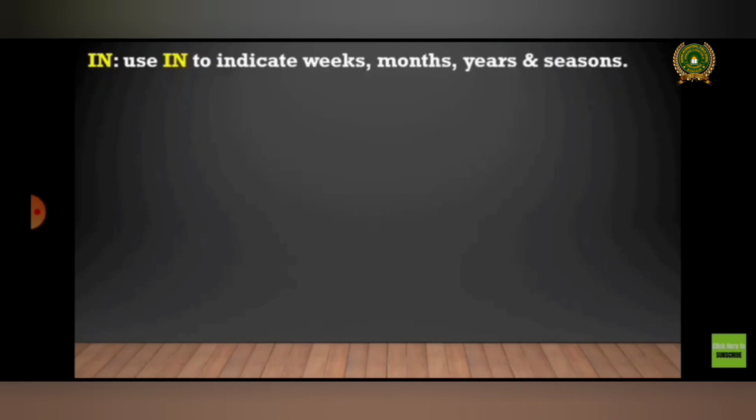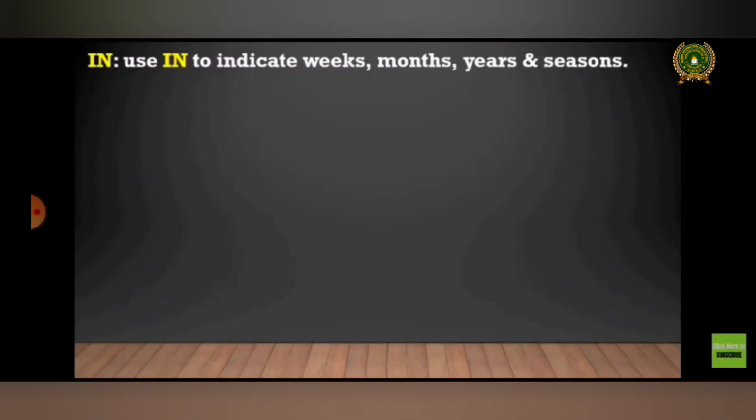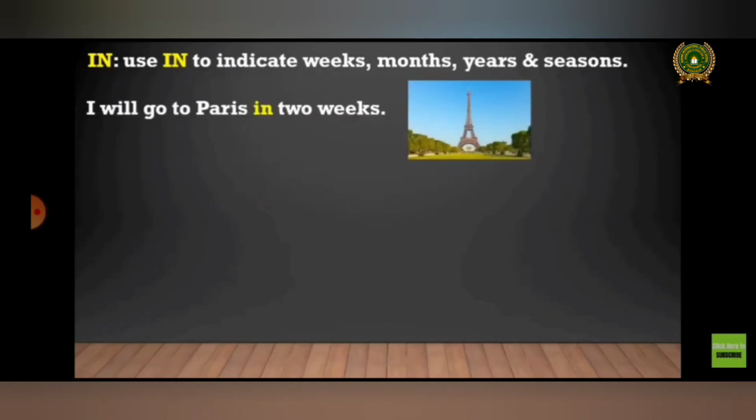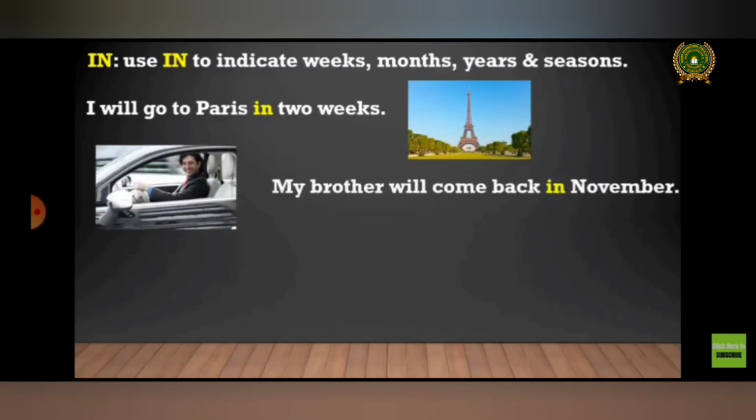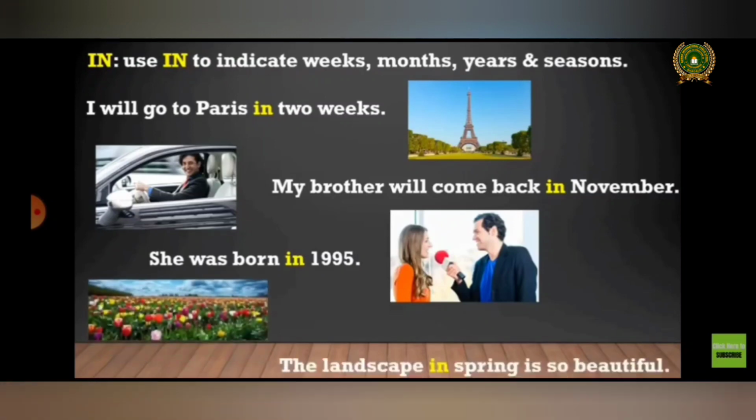In. Use in to indicate weeks, months, years and seasons. So let's see the examples now. I will go to Paris in 2 weeks. So for weeks, use preposition of time in. My brother will come back in November. So when month is mentioned, we will use in. She was born in 1995. So year is mentioned, so we will use preposition in.